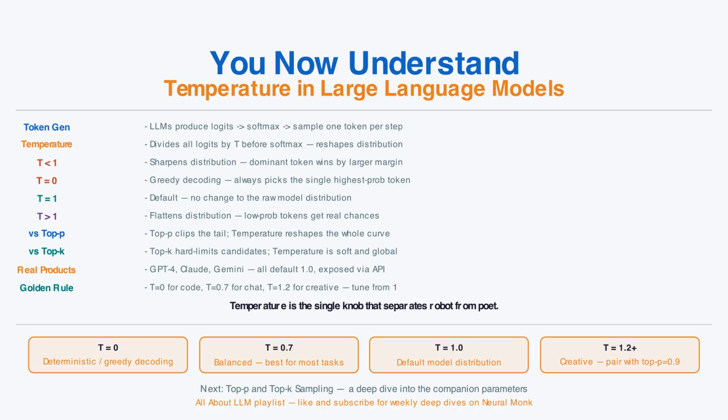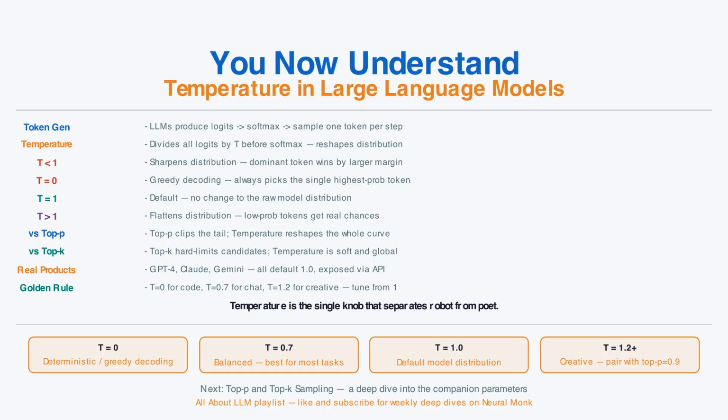Top P clips the tail after temperature shapes the distribution. Use them together, not separately. Every major AI API exposes temperature with the same name and similar defaults. The golden rule: T equals 0 for code, T equals 0.7 for chat, T equals 1.2 for creativity. Temperature is the single knob that separates the robot from the poet.